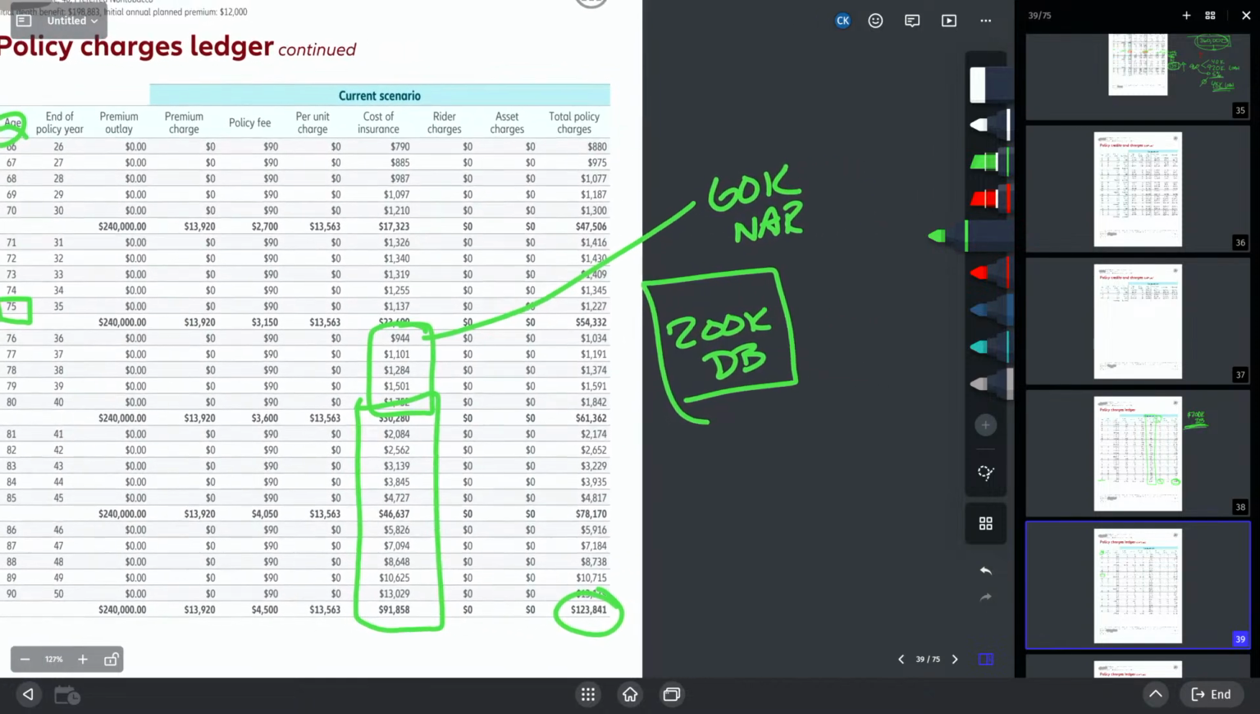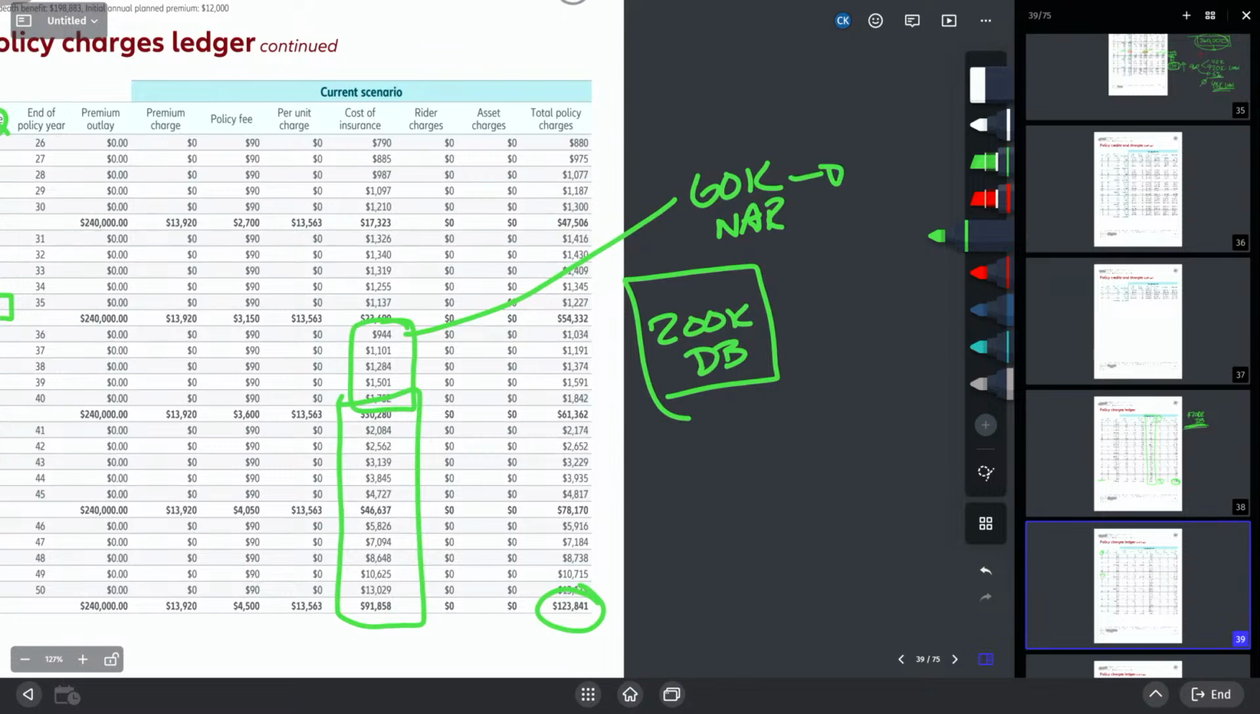What did I show? I showed one year at 67, that 60K, instead of having 60K net amount at risk, it went to 130K, right? So this number would effectively double. All these costs of insurance would double. All these numbers would double. And it creates all this compounding negative effect inside of the policy.